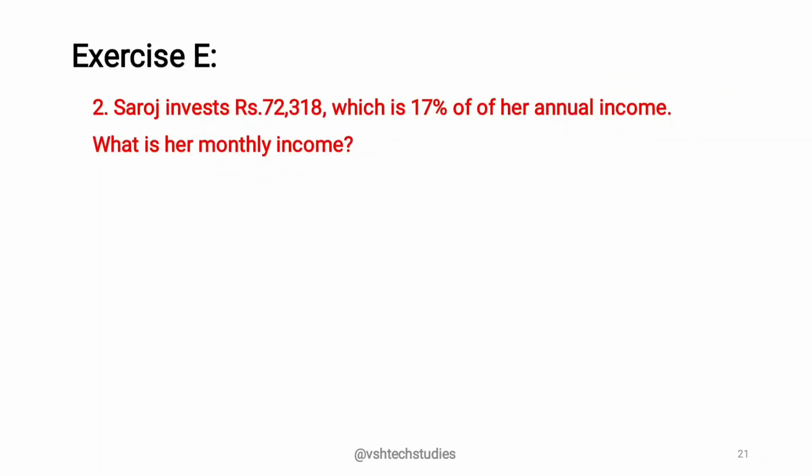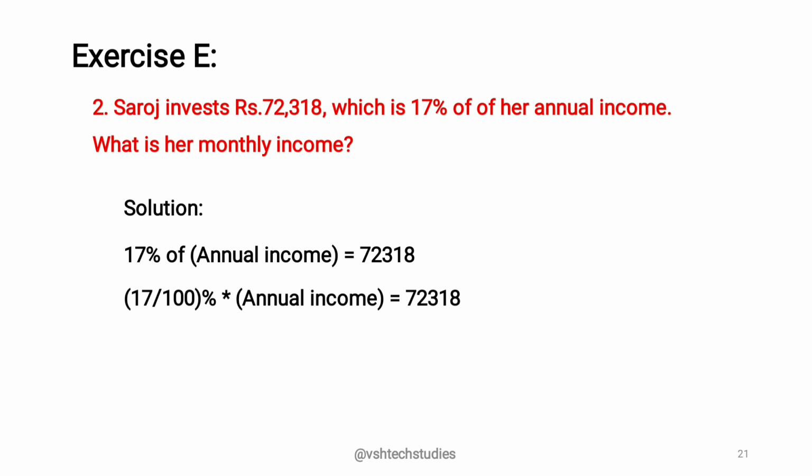So what analysis, approach and solution we have just seen, if you write the solution systematically: 17% of annual income is equal to 72,318. So 72,318 rupees is equal to 17% of X, or annual income. So X is written as annual income here.